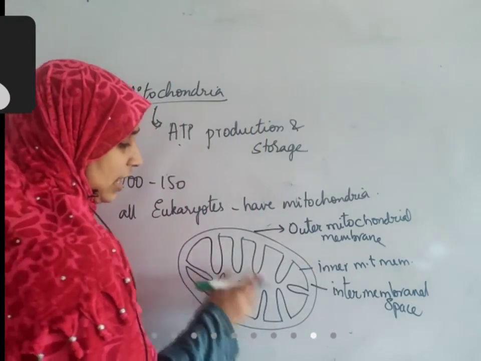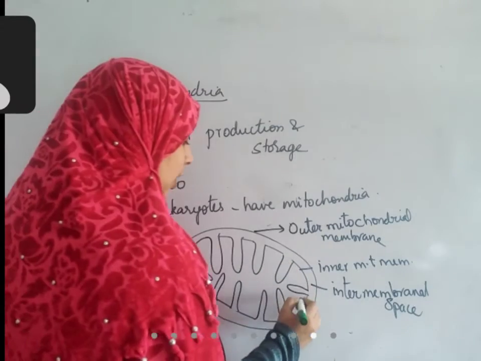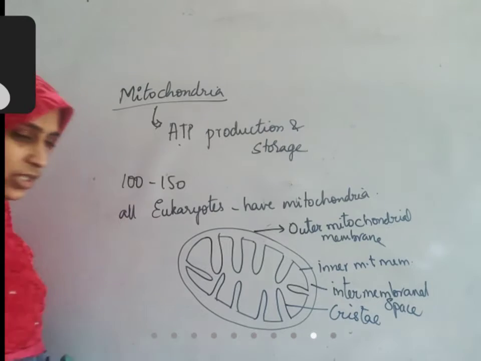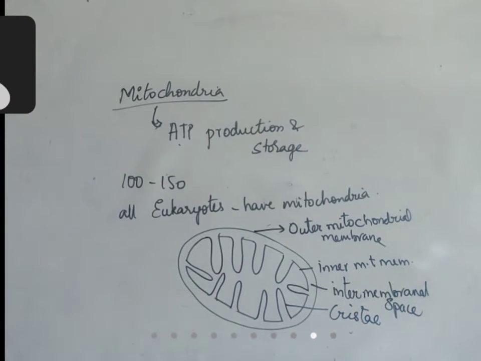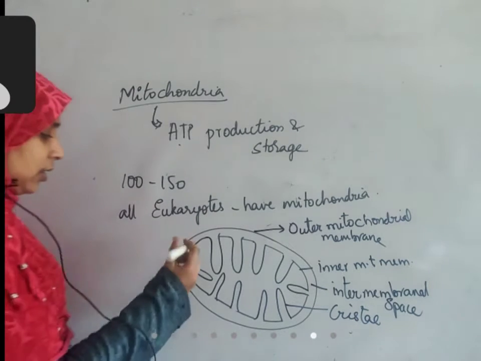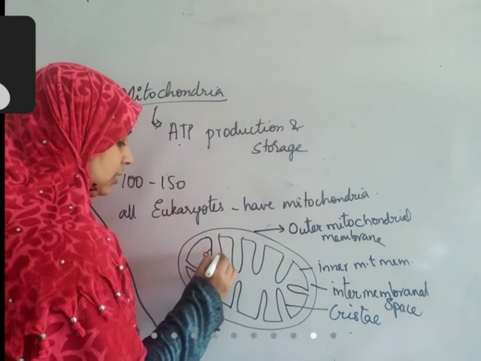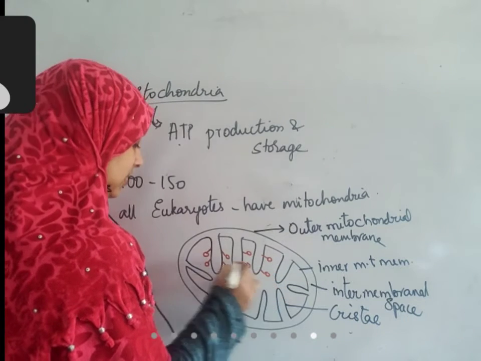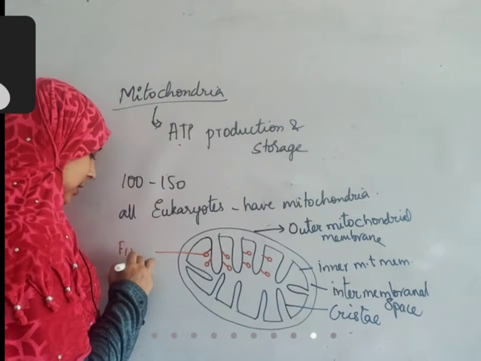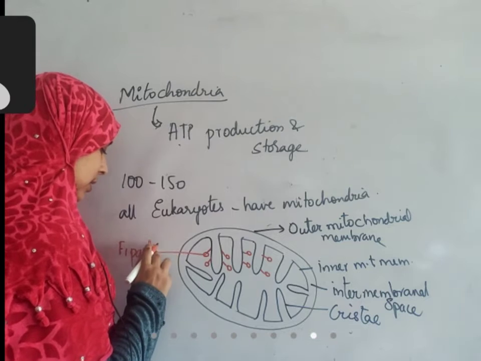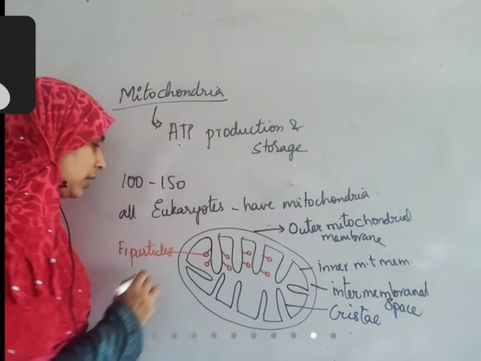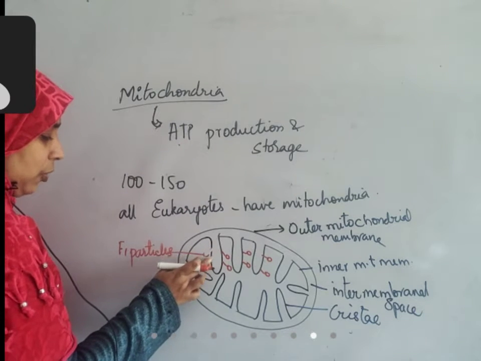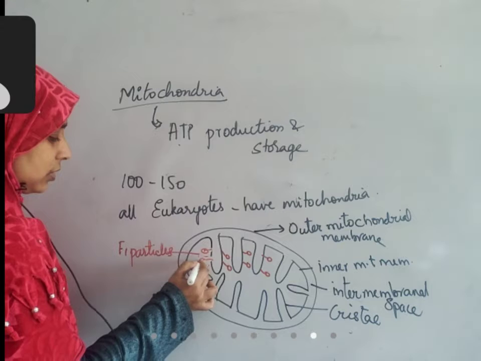This inner membrane has so many folds. These folds are called cristae. Over these cristae, we can see there are some particles connected like this. These particles are called F1 particles. They are very important for the synthesis of ATP, for the production of ATP molecules.